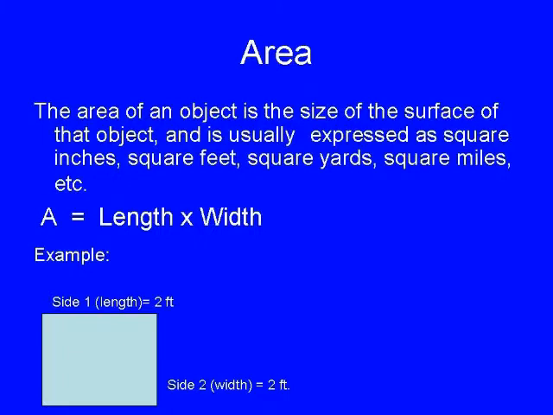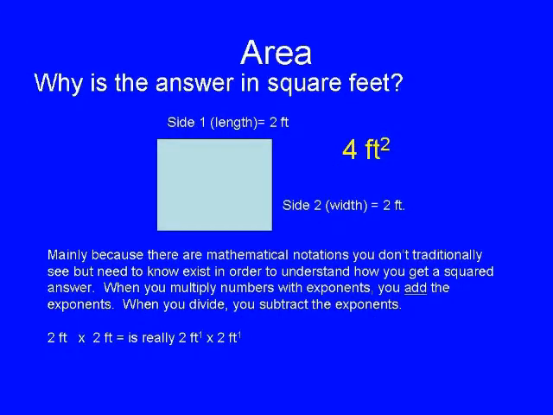Area. The area of an object is the size of the surface of that object and is usually expressed as square inches, square feet, square yards, square miles, etc. In the formula, area equals length times width. Why is the answer in square feet, you might ask?